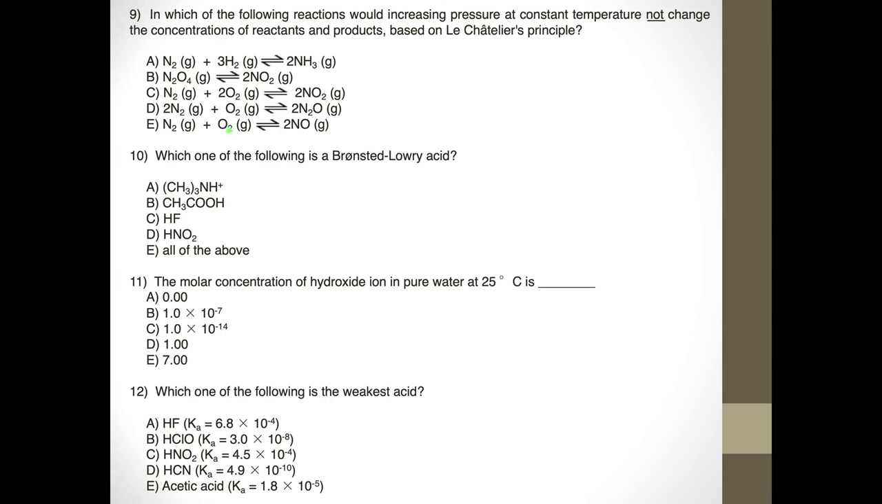Here we have two moles in the reactants, two moles in the product. This one is not going to be affected by that change in pressure, so that's why it's letter E. Number nine is going to be letter E.